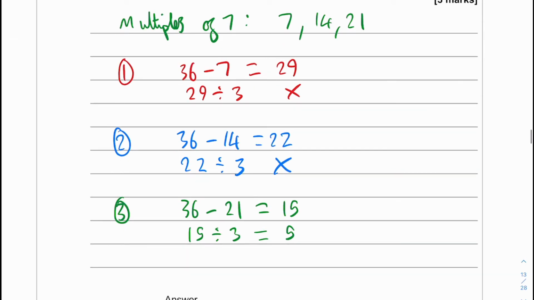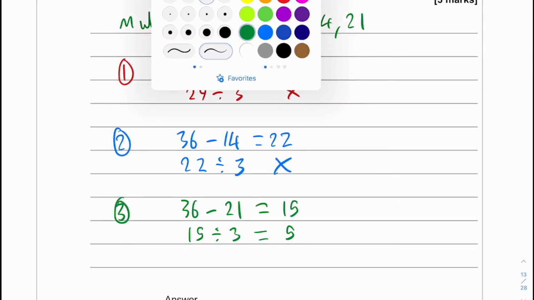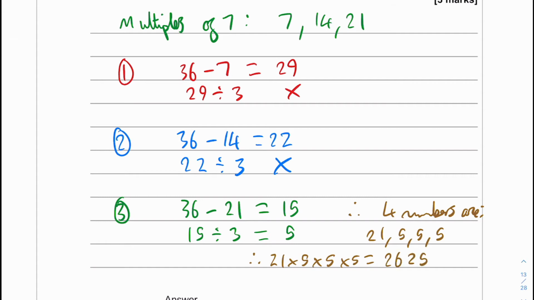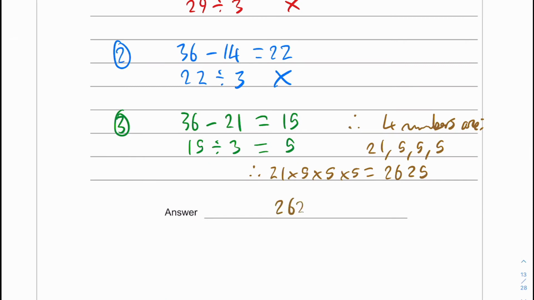So therefore the 4 numbers are, so we've got our 21, 5, 5 and 5, so we can then say therefore 21 multiplied by 5 and again is equal to, just grab the calculator, so 3 5s multiplied by 21, that is equal to 2,625, so therefore the answer is 2,625.